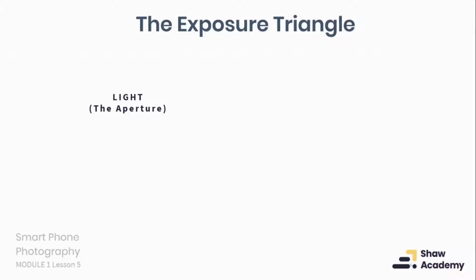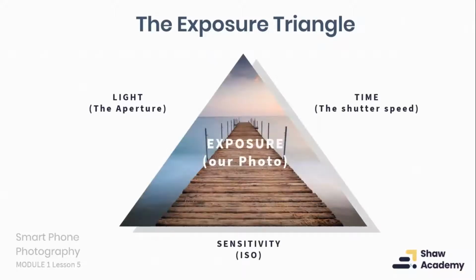But just to refresh your memory on the exposure triangle, hopefully it is burned into your brains now at this stage. The exposure triangle is controlled by light, which is the aperture, by time, which is the shutter speed, and by ISO, which is the sensitivity, which we're going to be having a look at in detail in lesson number 7. The balance between the 3 of these elements will give us our exposure, will give us our photograph.